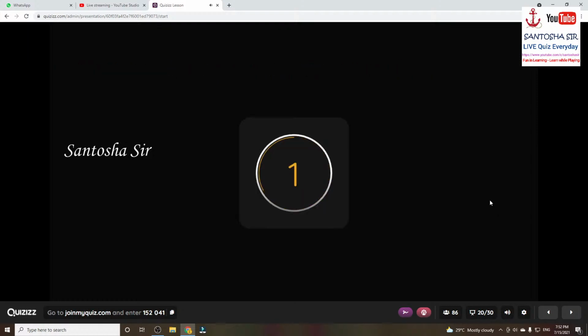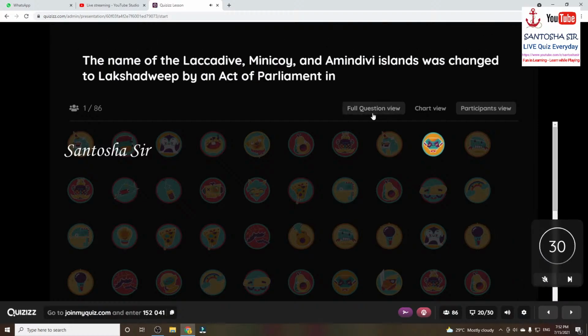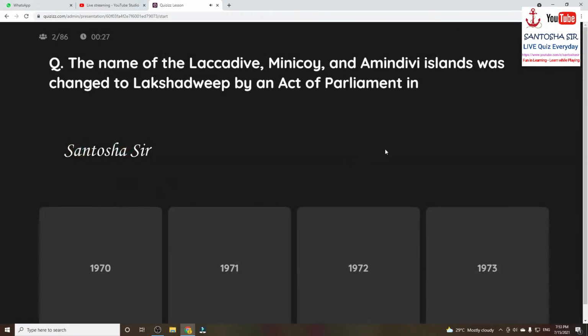Question number 20. Here comes now. The name of the Lakadive, Minicoy and Amindivi Islands was changed to Lakshadweep by an act of parliament in which year? 1970, 1971, 1972 or 1973? It's changed to Lakshadweep Islands.